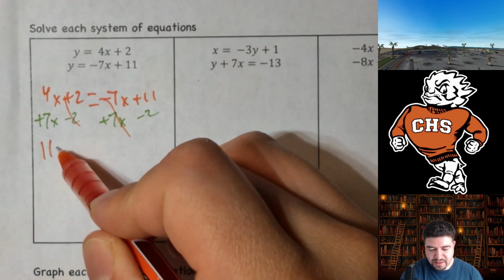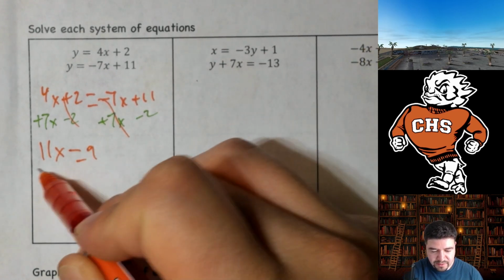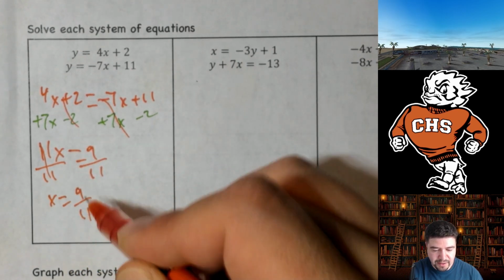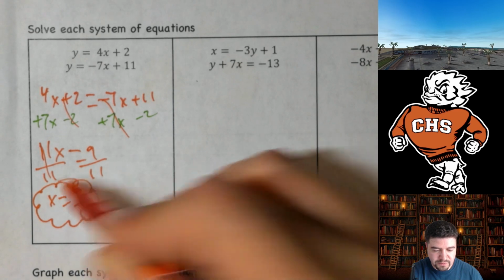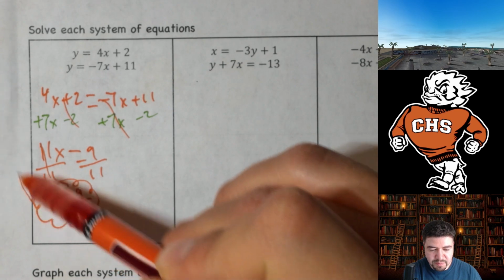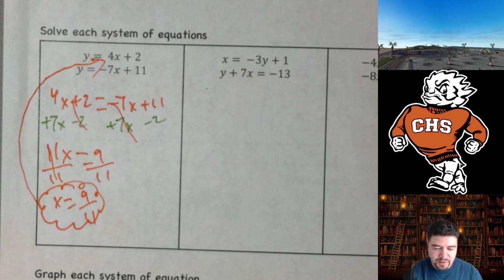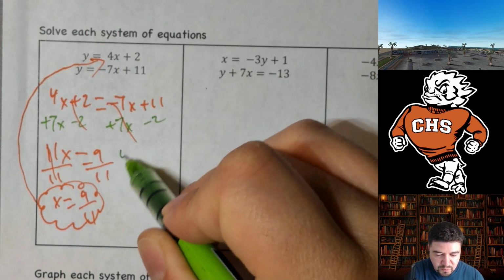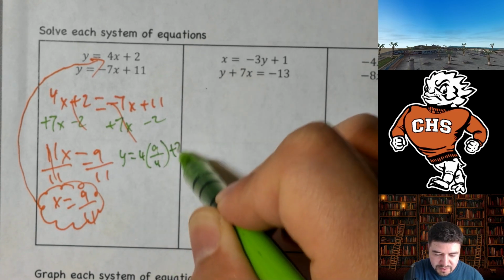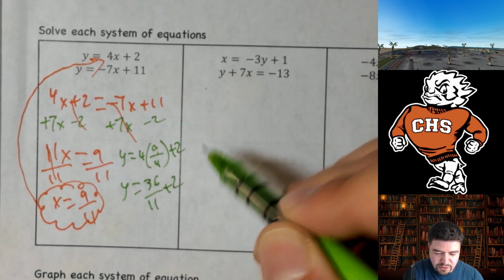4 plus 7 is 11, so 11x equals 11 minus 2 is 9. See, like I said, this is our first fraction, so x is 9/11. That's the first part done. Now we can use x being 9/11 to plug back into our easier looking equation and solve for y. So I'm going to do that in green. Y is going to be equal to 4 times 9/11 plus 2. So y is 36/11 plus 2.